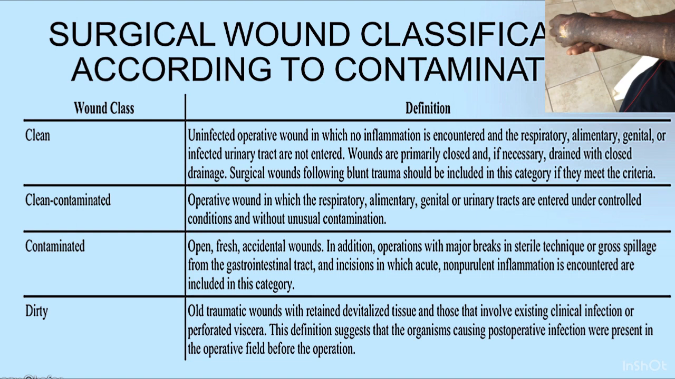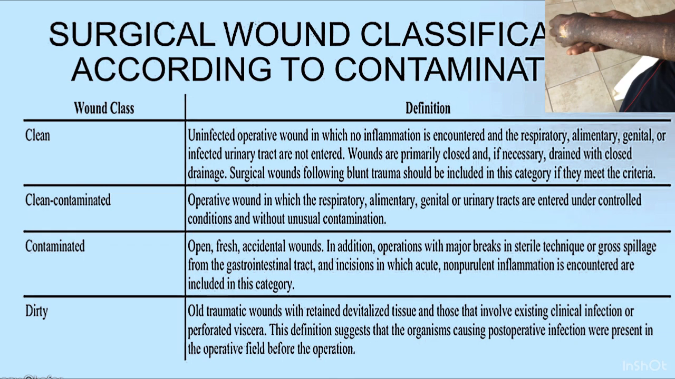So as a way of classification, we would like to classify surgical wounds according to contamination. Class 1, we have the clean wound, and it's said to be an uninfected operative wound in which no inflammation is encountered and no cavity, such as the respiratory, gastrointestinal, genital, or urinary tract, is entered, primarily closed if necessary, and drained with closed drainage. An example of a clean wound is iridectomy because no cavity is being entered.